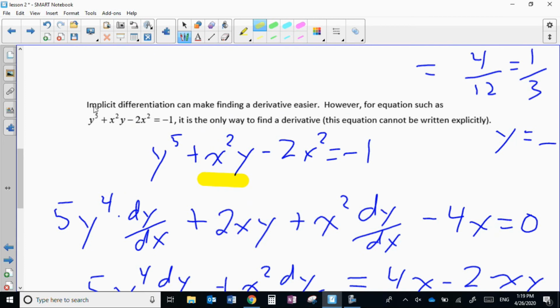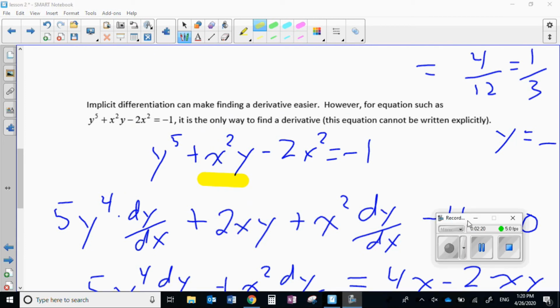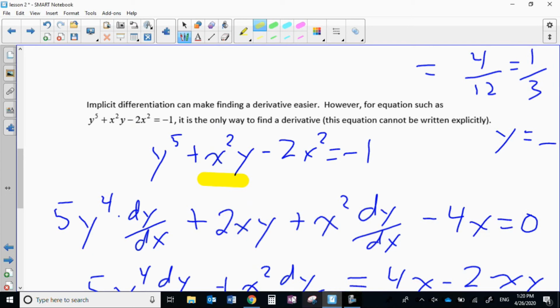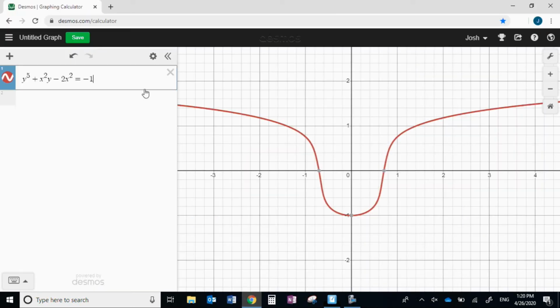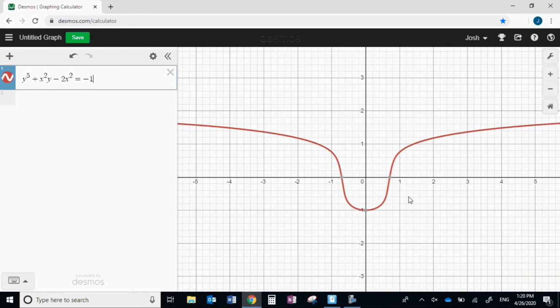For fun, let's actually take a look at what this curve looks like. So here it is in Desmos. Notice you can type implicit equations into Desmos and it figures it out. So there it is, kind of interesting.